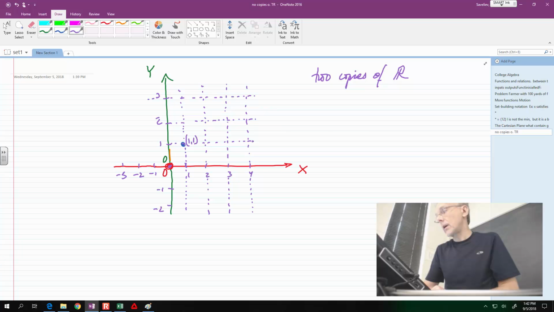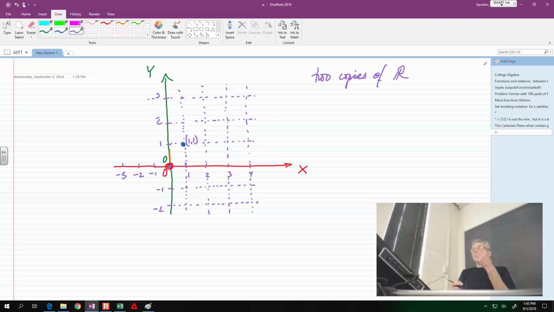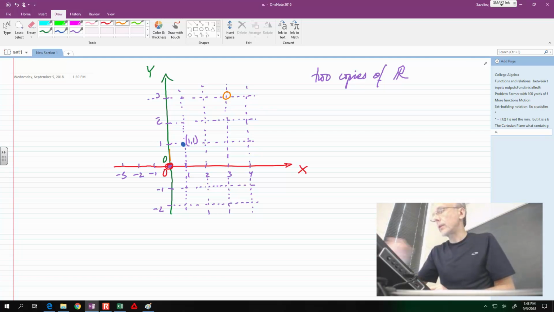And these horizontal lines, each horizontal line intersects each vertical line, producing a point. They intersect once and exactly once. Every vertical intersects every horizontal once, and that is telling you where it came from.